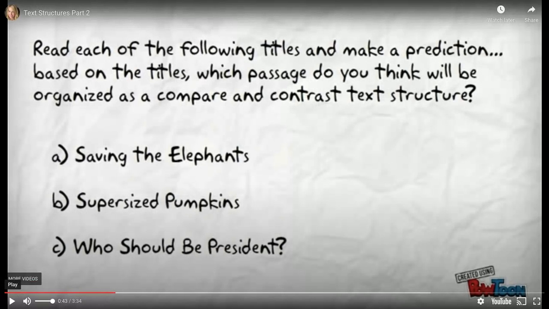So now let's read the following titles and make a prediction. Based on the titles, which passage do you think will be organized as a compare and contrast? Saving the Elephants, Supersized Pumpkins, Who Should Be President? If you think C, that's correct, because Who Should Be President is telling me that they're going to give me several options.